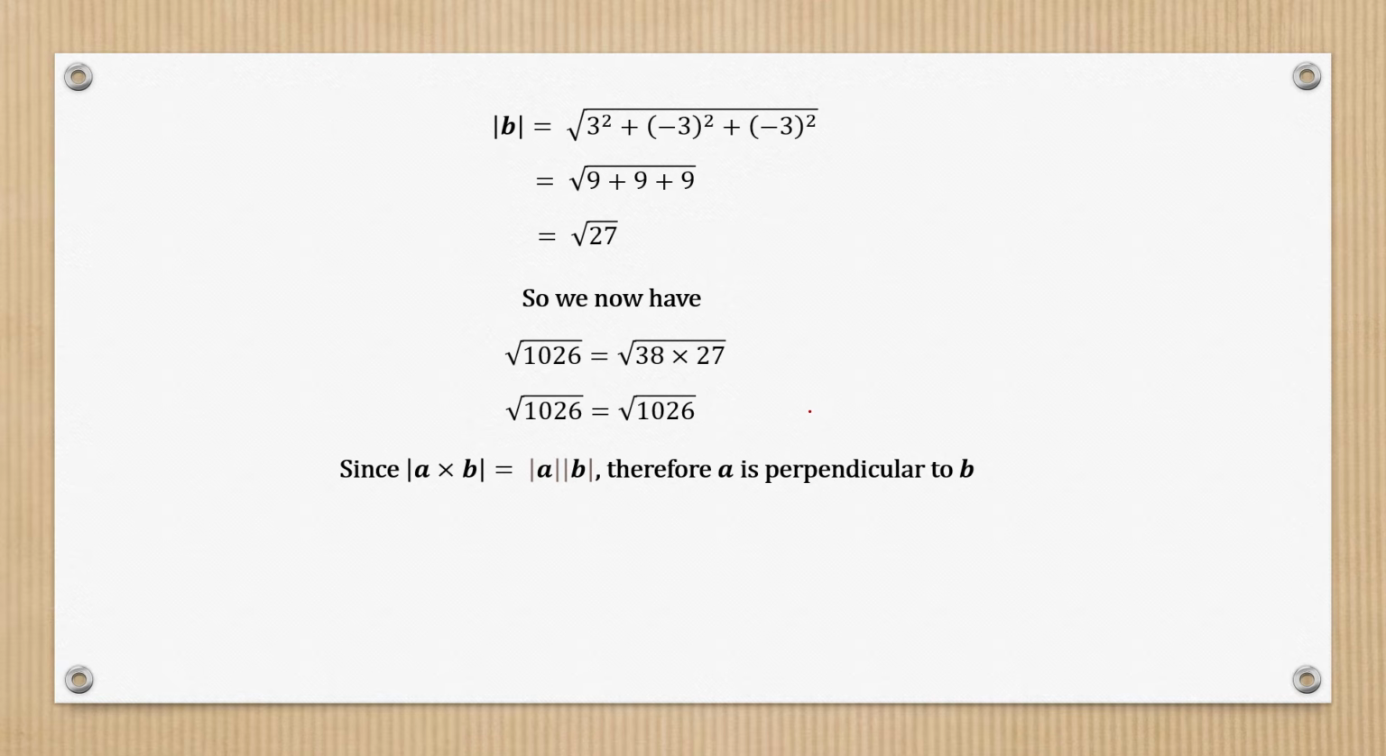So since the magnitude of the vector product is equal to the product of the magnitudes themselves, therefore A is perpendicular to B. Now that is not the easiest way of proving it, but it proves to be true. Let's look at the other way, what I would call the easier way.